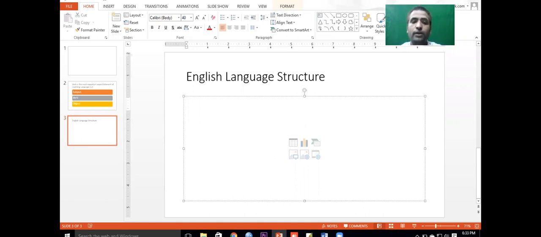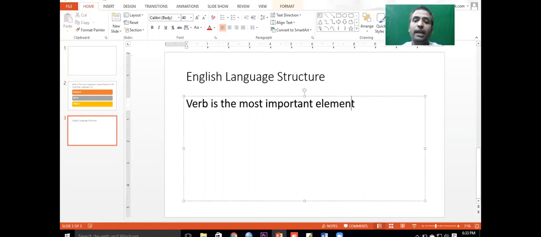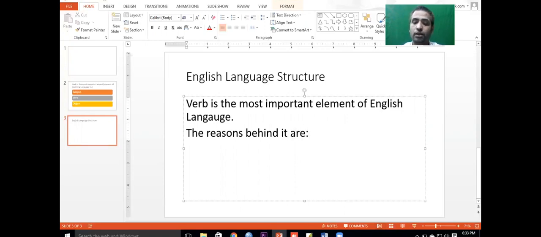So here, verb is the most important element of this page, okay? That's one thing. And then let me give you the reasons why the verb is the most important element of the English language. The reasons behind it are: number one, there is no sentence without verb. Verb must be there. Without verb, there is no sentence. So verb is important.